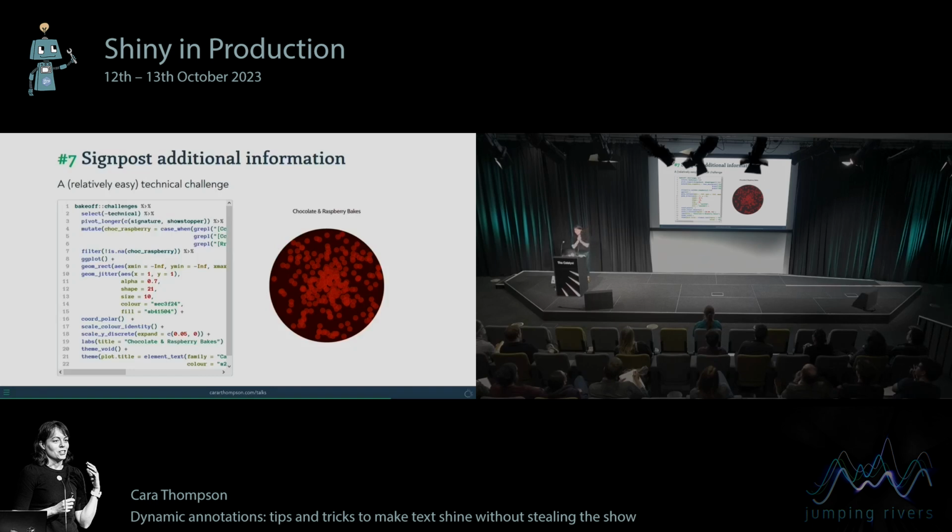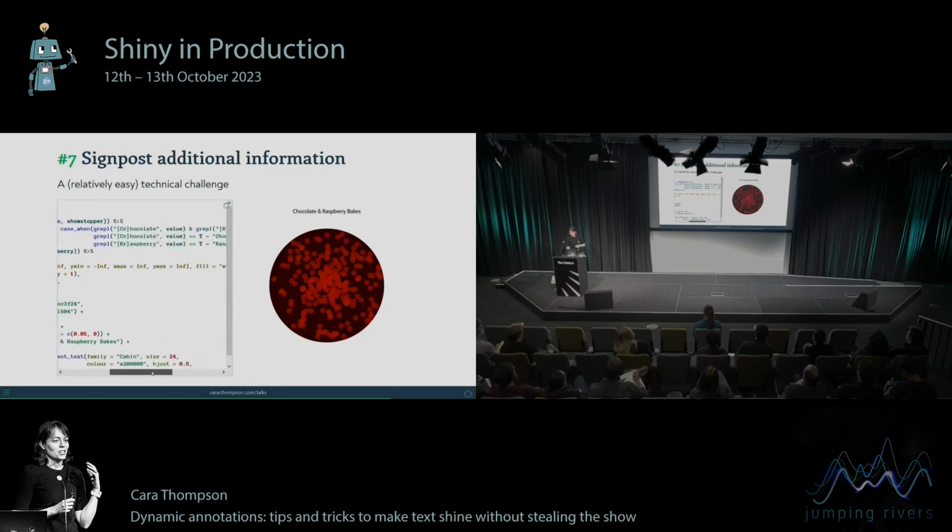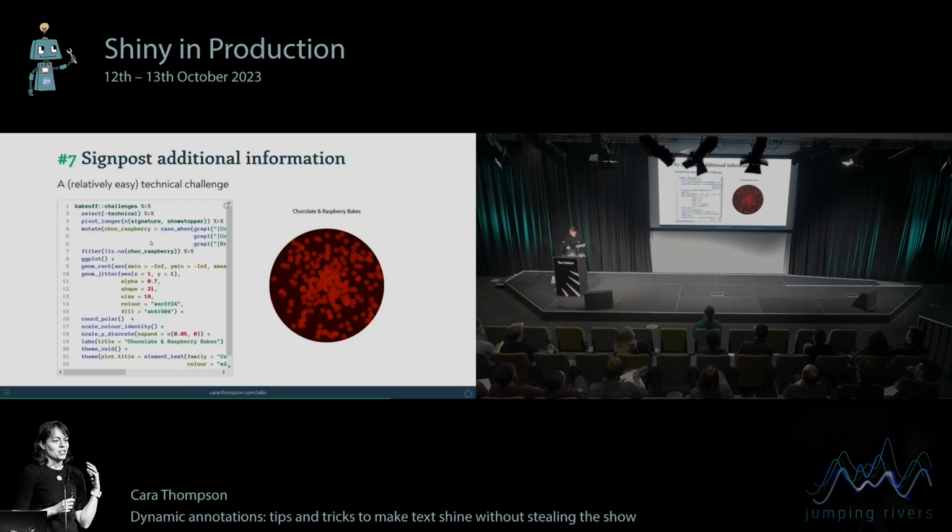So I thought I would recreate the technical challenge from episode 1 of the current season of Great British Bake Off, and see if I could make that chocolate and raspberry cake that they show at the end of the opening sequence in R. All I've done is grab the bakes that included chocolate and raspberry, and some of them included both of them, filtered the data by that, popped it into a plot.